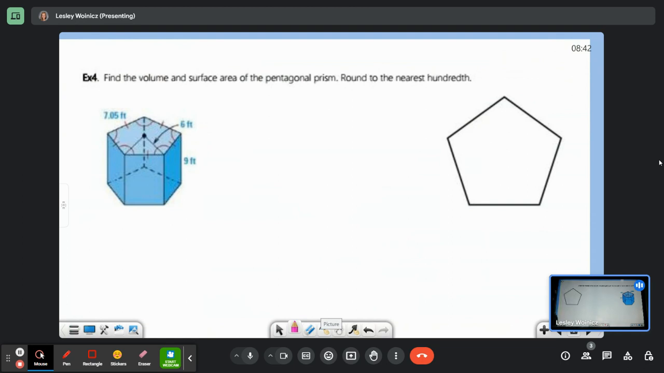Okay, so here we have a pentagonal prism. Its base is a regular pentagon. What information do we have? We have the side length, which is 7.05. And the radius, which is 6. So we have the radius, but not the apothem, so we're going to have to use that to get the apothem. Do you guys want to use trig or Pythagorean?